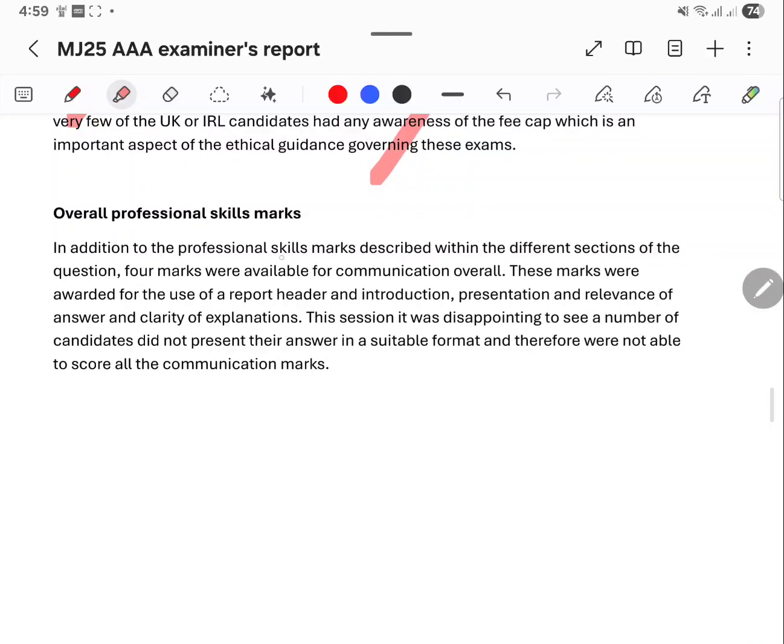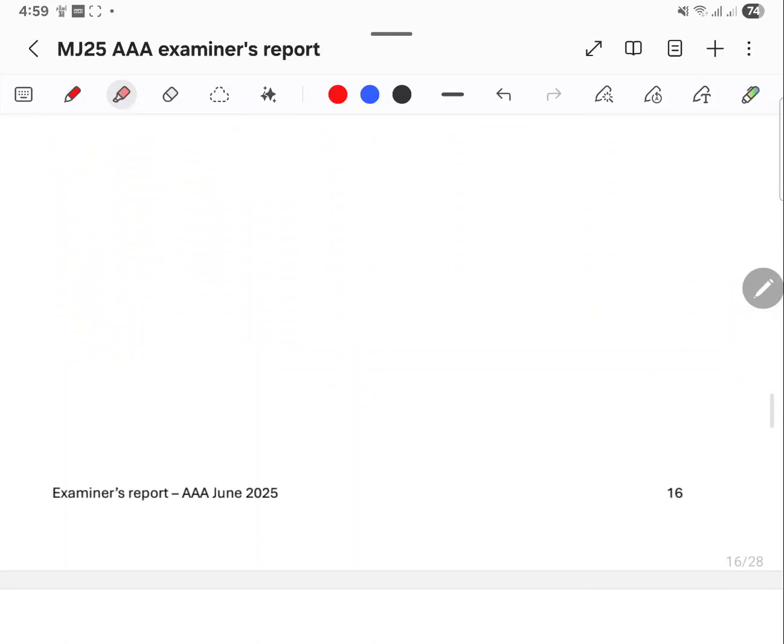Overall, in addition to the professional skill marks described within the different sections of the question, 4 marks are available for communication. Overall, these marks were awarded for the use of a report header, introduction, presentation, and relevance of the answer. This session, it was disappointing to see a number of candidates did not present their answer in a suitable format and therefore were not able to score all the communication marks.